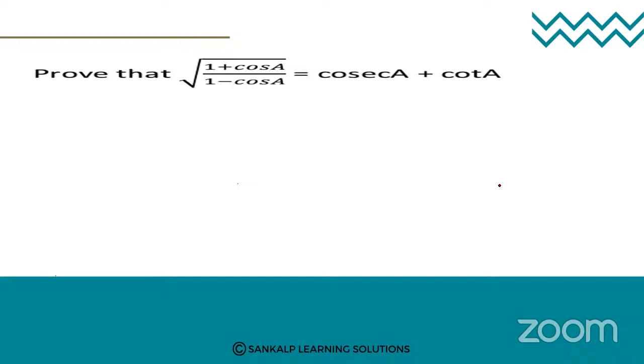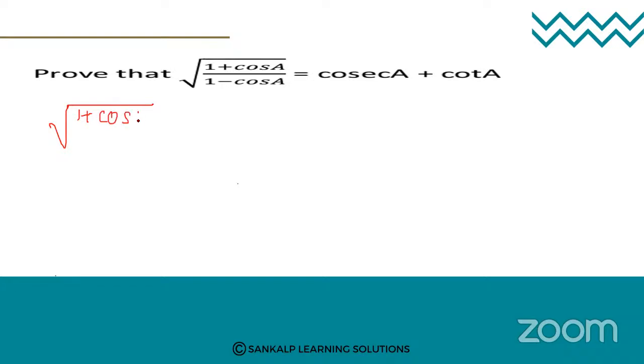Next, prove that (1 plus cos A) divided by (1 minus cos A) is equal to cosec A plus cot A. Yes, how to find out? How to prove? (1 plus cos A) divided by (1 minus cos A) is equal to cosec A plus cot A. Yes, my dear children, first write down the question.